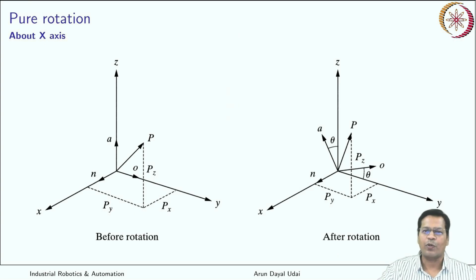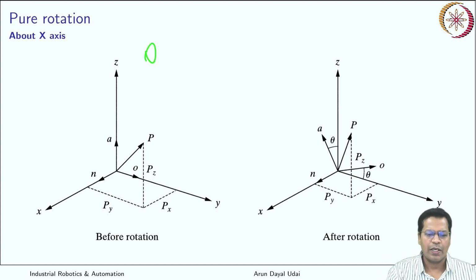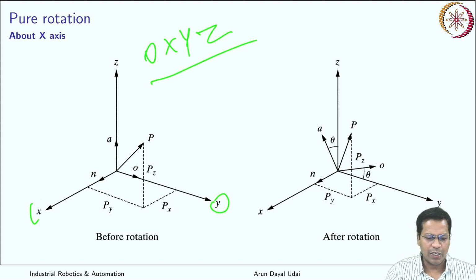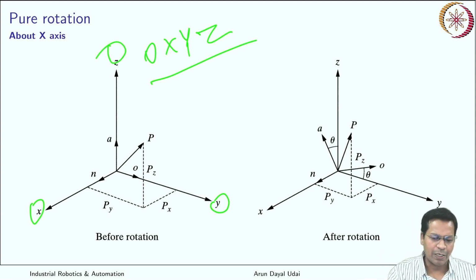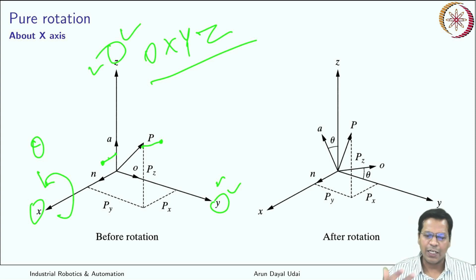So let us move ahead. Let us just see what a pure rotation is. If our object is in the global space of frame O, X, Y, Z, that is the frame I am talking about, and I rotate it about the x-axis by an angle theta, let us see how to find a transformation matrix which can achieve this.